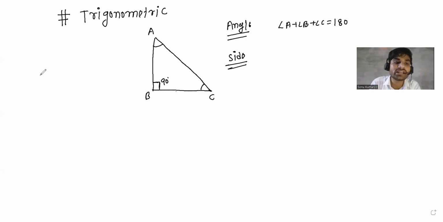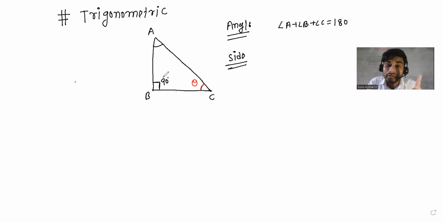For this, we have to assume one of the angles is theta. One angle is given as 90 degrees, and of the two remaining angles, we assume one is theta. Suppose I am assuming that angle C is theta.